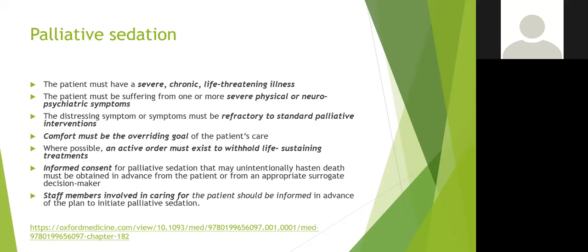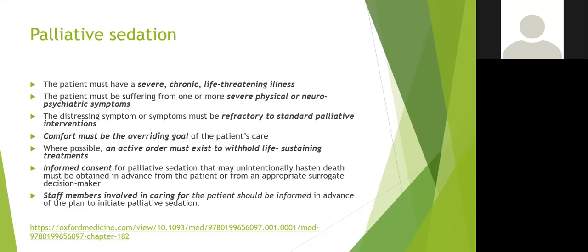Just one slide about palliative sedation. Again, it's a chapter in the Oxford textbook. I've just selected a few points about whom it's used for. Basically, the patient will have a severe, chronic, life-threatening illness. There's a list of illnesses in that. The patient must be suffering from one or more severe physical or neuropsychiatric symptoms which are not responding to any standard palliative intervention, including all the treatments that you can think of.